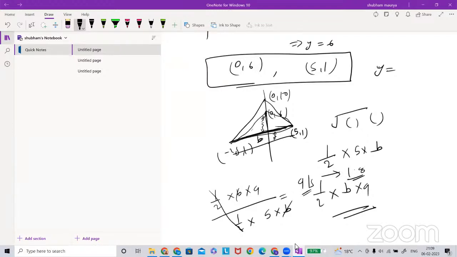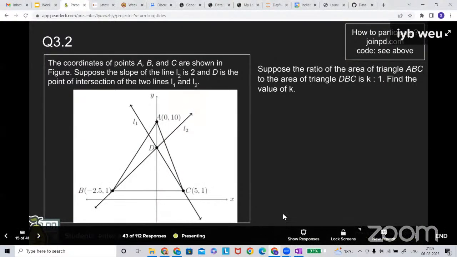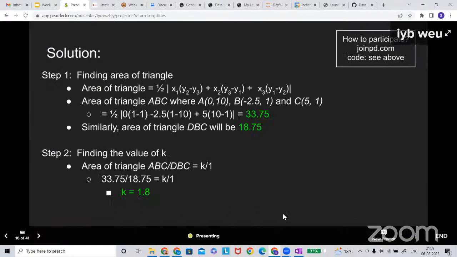So using height into base also you can solve; otherwise you can use the area of triangle formula to solve. Is that clear now? Yes, sir. Okay, let's move to the next question.